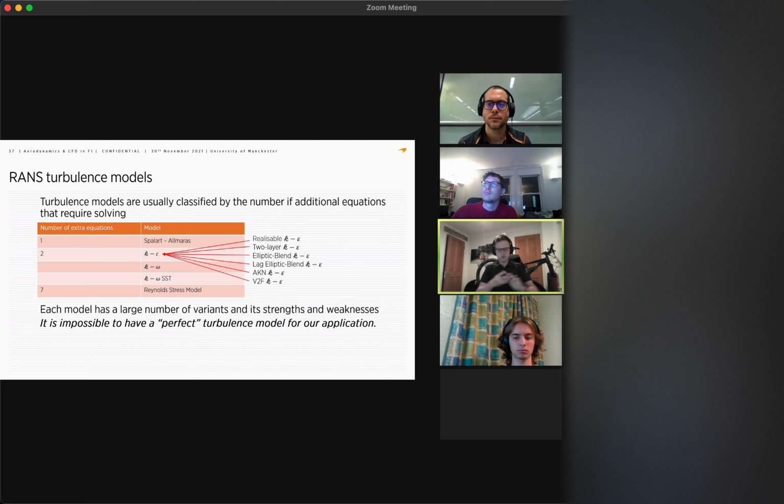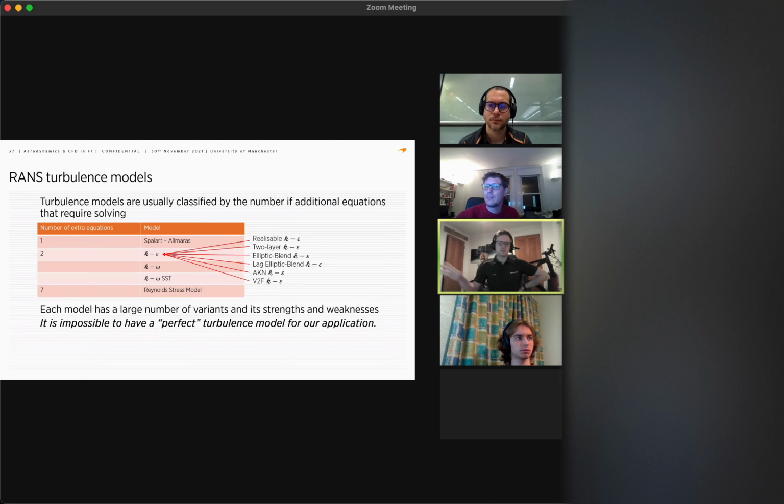And then if you want to solve all the Reynolds stresses, you can add an extra 7 equations in, called the Reynolds stress models. And if that isn't enough, each one of these models has lots of variants of them. So for the k-epsilon model, just for example, there's the realizable k-epsilon, two-layer k-epsilon, elliptic blend k-epsilon, lag elliptic blend k-epsilon, the AKN k-epsilon, and v2f k-epsilon. And then if you go to the other ones, they'll have other variants as well.